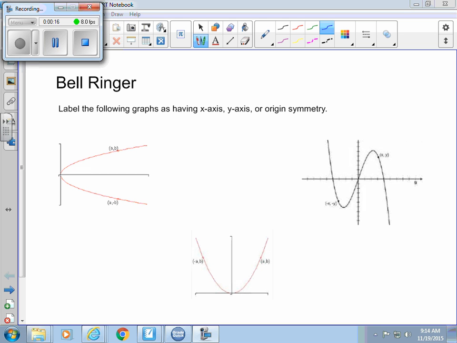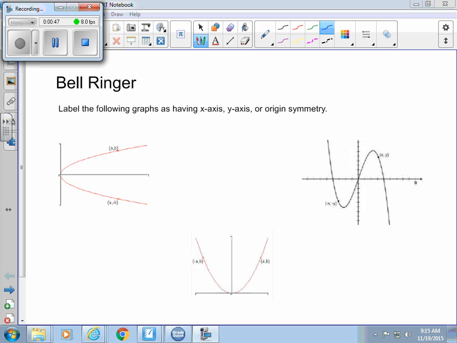It has y-axis symmetry, it can fold over the y-axis and land on itself. It has x-axis symmetry, it can fold over the x-axis and land on itself. Does anyone know what origin symmetry is? Good. It can rotate around the origin and land on itself, or if you reflect it over the x and y-axis, both, it would land on itself. So either one of those thought processes will work. You did learn this in geometry.